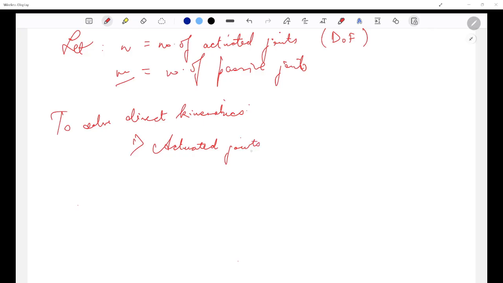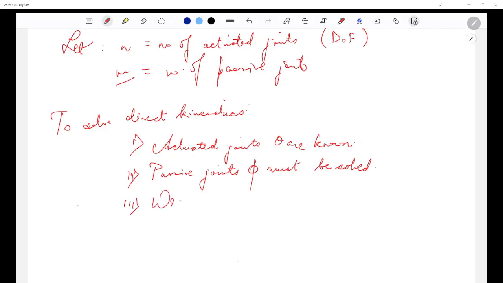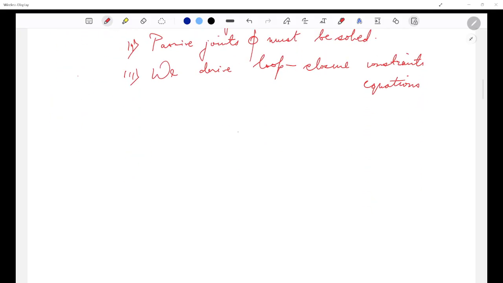Actuated joints theta are known, right? We already know about this. But passive joints need to be solved because they are not being actuated, so we do not know the joint variables for them. So passive joints phi must be solved. For this, what do we do? We derive loop closure constraint equations.